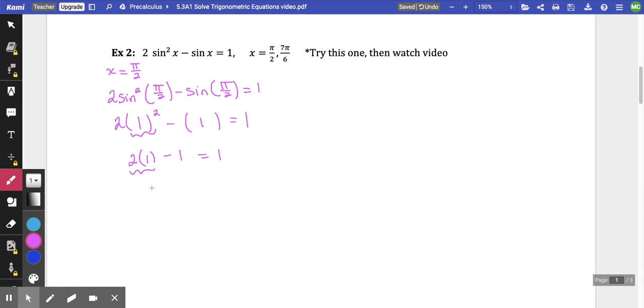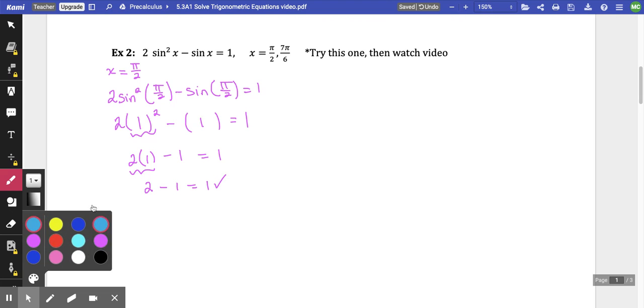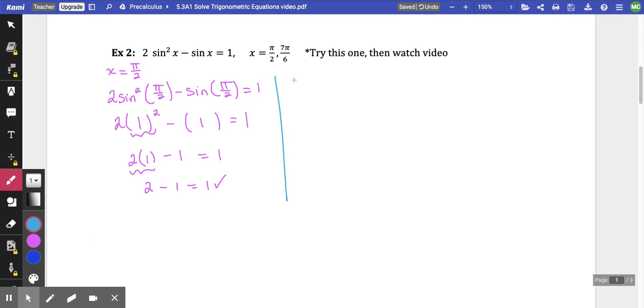Then the multiplication. So 2 times 1 is 2, minus 1. And 2 minus 1 is definitely 1. That's far enough for me to tell. Now we'll try the second one. So we'd say x is 7 pi over 6. And again, we're going to put that in place of all the x's in the equation.